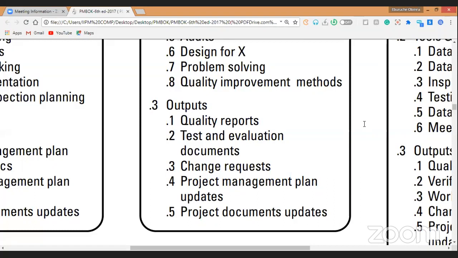Somebody wrote in the chat room, Malik Sobowale, said problem solving can be achieved through feedback, and that is also good. That's great. Okay. And someone said, can you explain design for X?